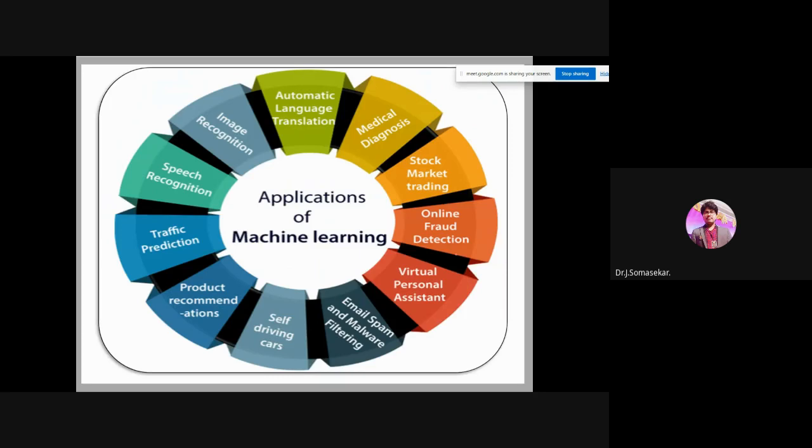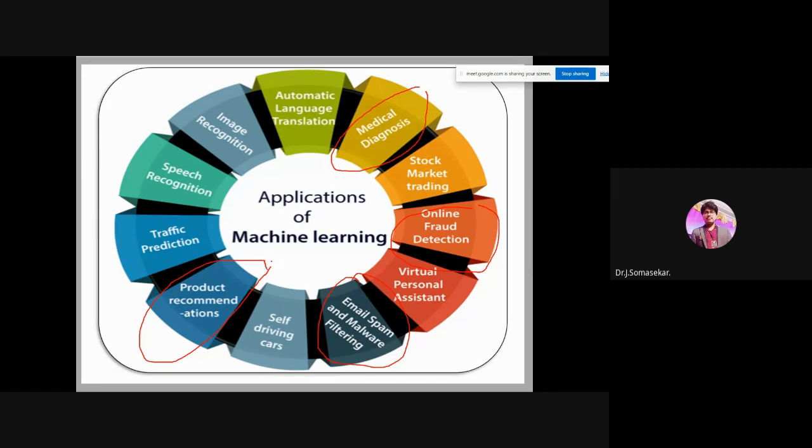So these are the applications of machine learning. Medical diagnosis, we will see examples by using the Bayesian classifier also. And online fraud detection, we can apply the Bayesian classifier. Email spam, I will also show one example of how to do email spam detection by using the Bayesian classifier. Even product recommendation we can do by using the Bayesian classifier. This case study I'm not going to discuss today. I think I have one more section later.